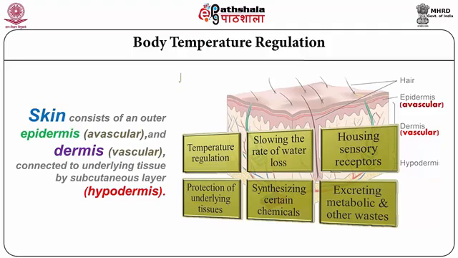One, it helps in temperature regulation. Second, it slows down the rate of water loss from the skin surface. It is an important area for all kinds of sensory receptors to send signals to the higher brain. It protects the underlying tissues. It synthesizes different kinds of chemicals. These sites are also important for the excretion of metabolites and other waste in the form of sweat and dripping of water from the skin surface.